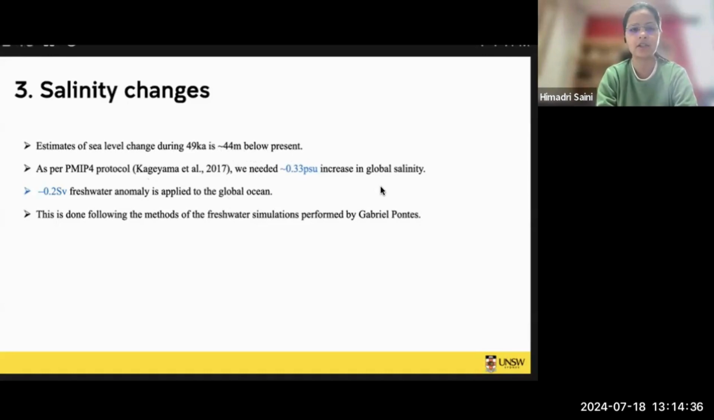Following the PMIP protocol, for this sea level, we needed a 0.33 PSU increase in our global salinity compared to the pre-industrial simulation. For this, what we did is we added a negative freshwater flux in the global ocean, which is following the methods of the freshwater simulations performed by Gabriel Pontes. But in our case, we applied this freshwater anomaly globally.